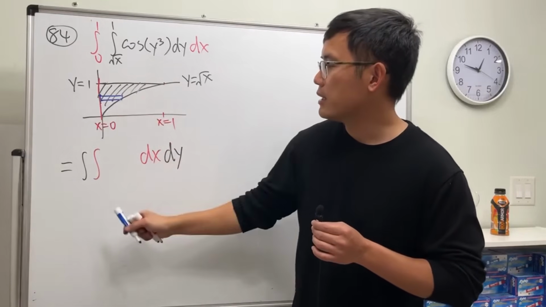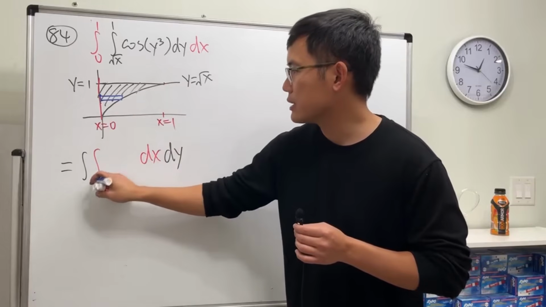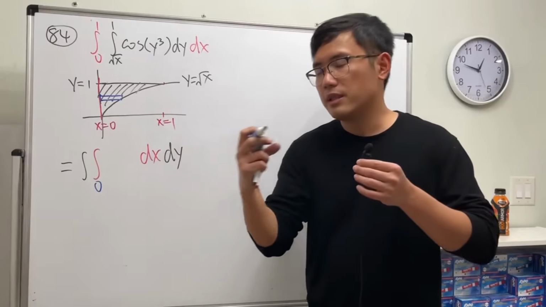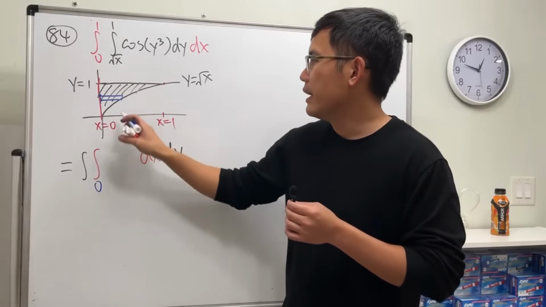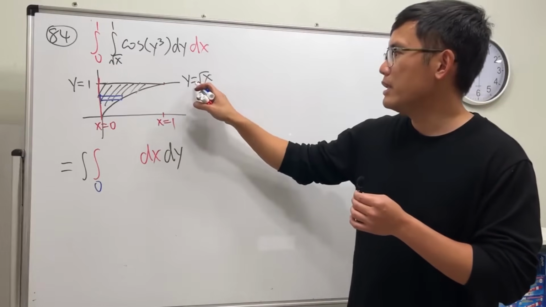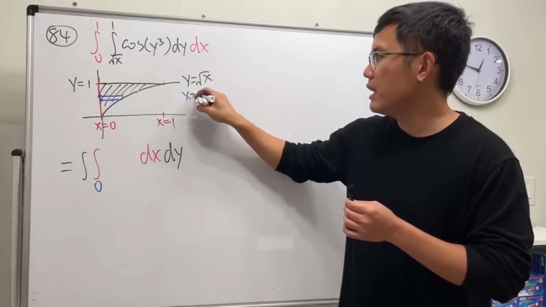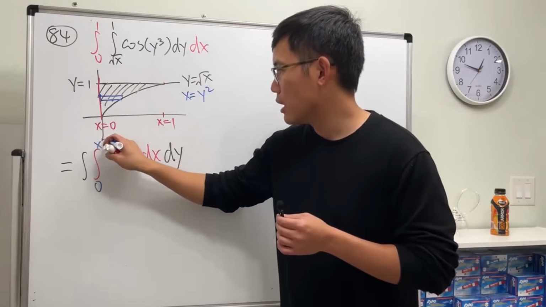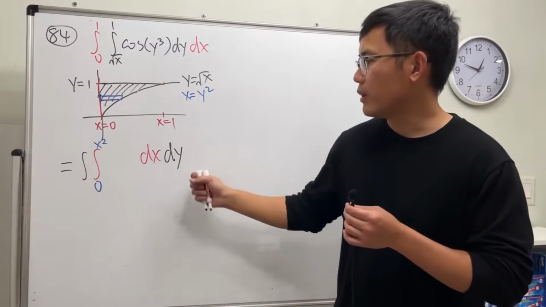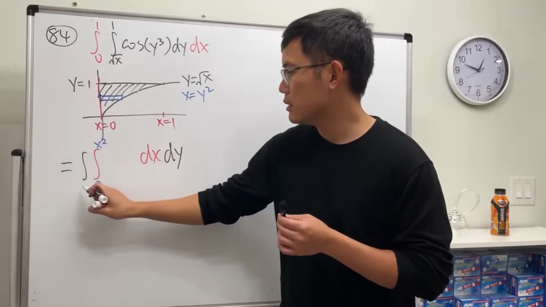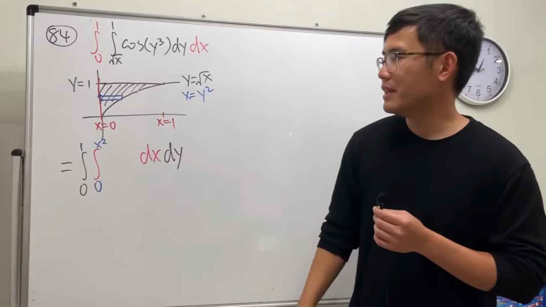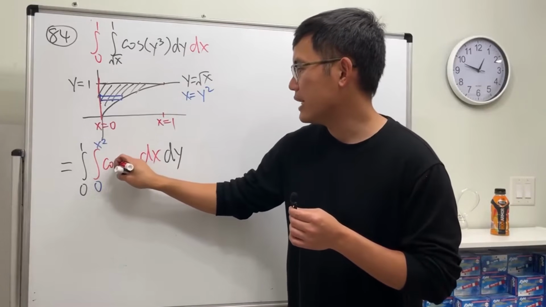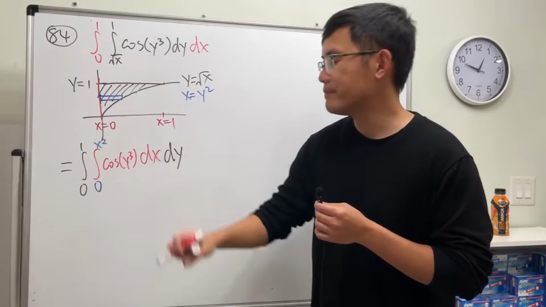Okay, so x starts with 0. That's good. But you see, this rectangle changes the horizontal length, right? And that changes y equals square root of x, meaning x is equal to y squared. How about y though? y goes from 0 to 1. Nice. And then the function stays the same. We have cosine of y to the third power.